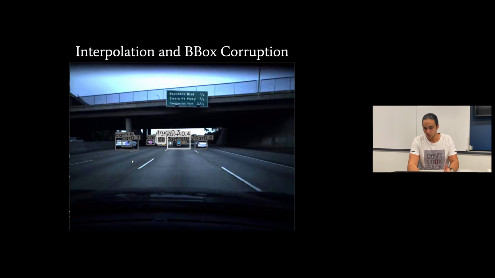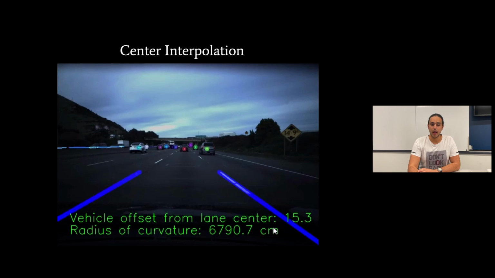So with that said, we decided to get rid of the bounding box interpolation and just rely on the center interpolations, which provided pretty robust object tracking. And here we can see the center interpolation in action, where we can see the trails of the different cars that were detected being tracked, and here as well for the Tesla.